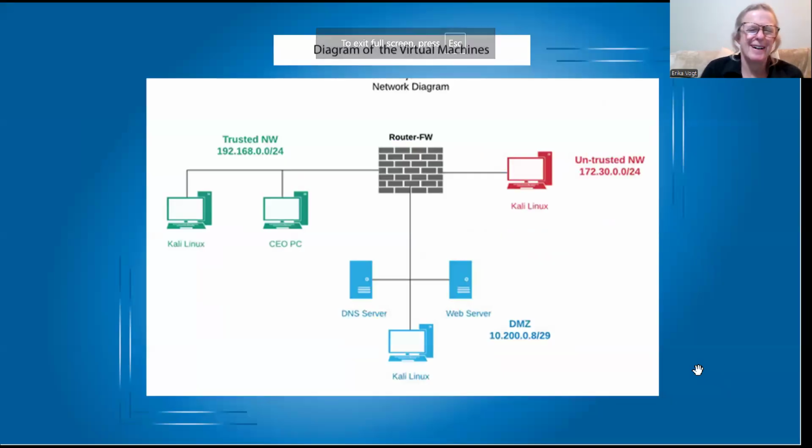Hello, welcome. I have created a network here. We have a diagram here. You can see it includes a firewall, a DNS server, and a web server, two Kali Linux machines, and the CEO PC. I also have an untrusted Kali Linux, and that is going to be something that I will use to make sure that the trusted network is protected from an untrusted network.